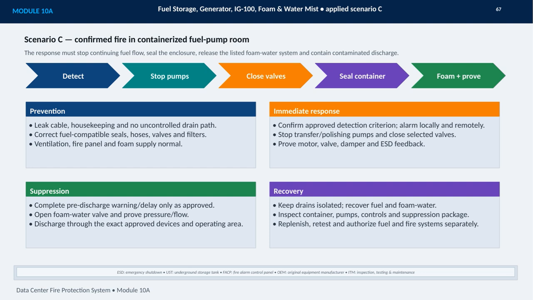For suppression, complete only the approved warning and delay, then prove foam water pressure and flow through the specified devices. During recovery, keep drains isolated, recover fuel and foam water, inspect the container and equipment, replenish supplies, retest, and authorize the fuel and fire systems separately.